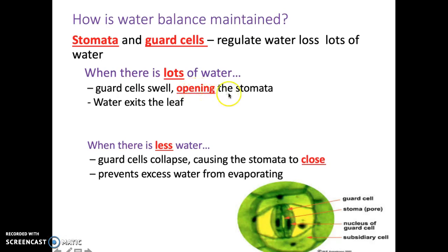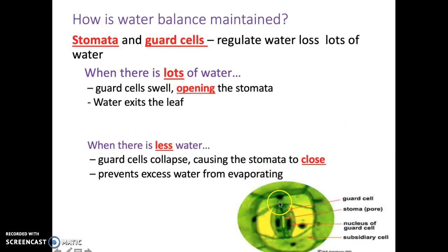And when they swell, they actually open a small pore. It kind of looks like this. These two right here on the sides are the guard cells. And whenever they swell, they actually open a little hole in the middle, and that's where water can be evaporated from. So it basically releases water because the plant may have too much water inside of it.